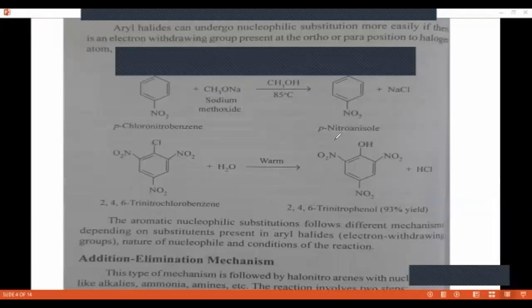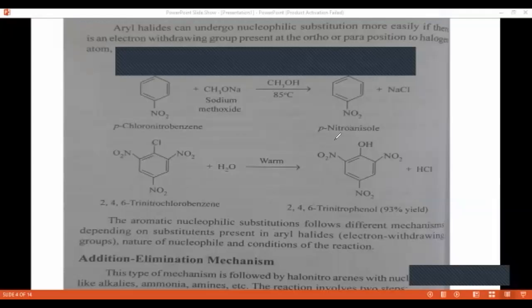Hello everyone. In the last lecture, we discussed the reactivity of aryl halides towards nucleophilic substitution reactions. Today, we will start a new topic: the addition-elimination mechanism.